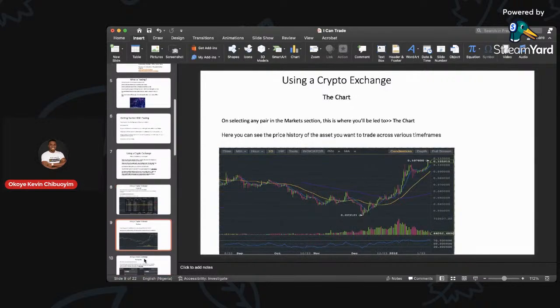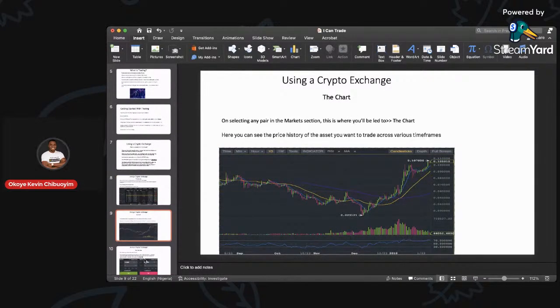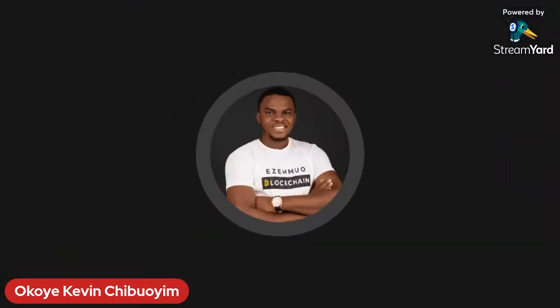Now, the next thing you find when you visit a crypto exchange is what we refer to as the charts. On selecting any market pair, this is where you'll be led to, which is the chart for that market pair. So you can see the price history for the assets that you want to trade across various time frames. And as always, let's go to a practical illustration of this so that you can see it and pick it up very fast. So let's see the charts and let's see how it looks.